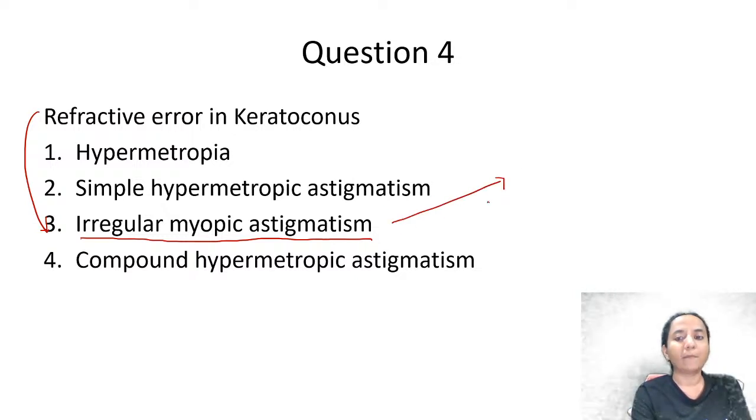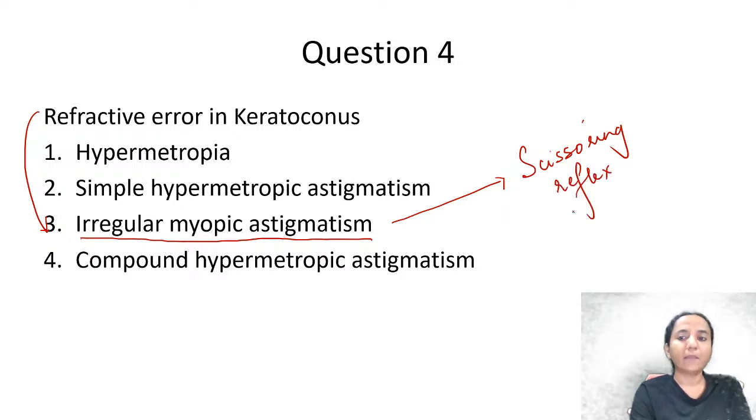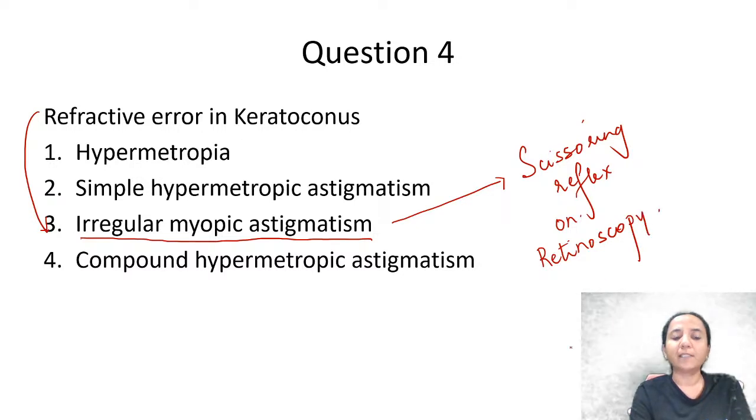Because of this irregular myopic astigmatism, you get to see the scissoring reflex on retinoscopy. This is also an important MCQ. When you do a retinoscopy for this patient, you will get a very typical splitting reflex which is called the scissoring reflex. So refractive error, irregular myopic astigmatism; retinoscopy, scissoring reflex.